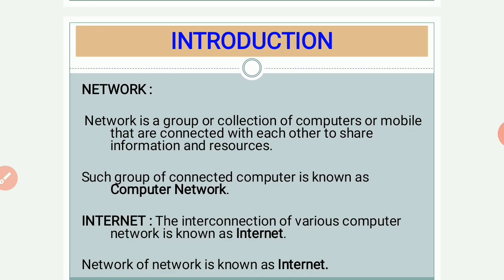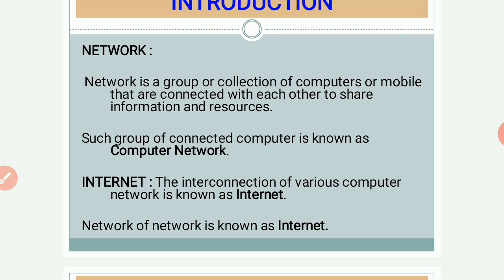Now, before starting about the form, let's go through some basic terms that are used while using the internet or the World Wide Web. The first term is network. A network is a group or collection of computers or mobiles that are connected with each other to share information and resources. Such a group of connected computers is known as a computer network.